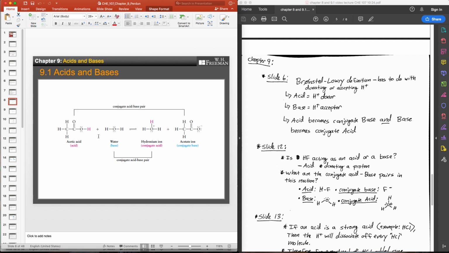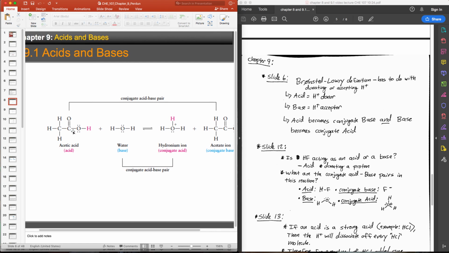or it can act as a base, a Bronsted-Lowry base. So if we're looking at this situation, we have acetic acid. Everybody should know what this functional group is right here. It is a carboxylic acid. So we have this carboxylic acid. Now it makes sense why we call it a carboxylic acid: according to Bronsted-Lowry, it can donate a hydrogen.